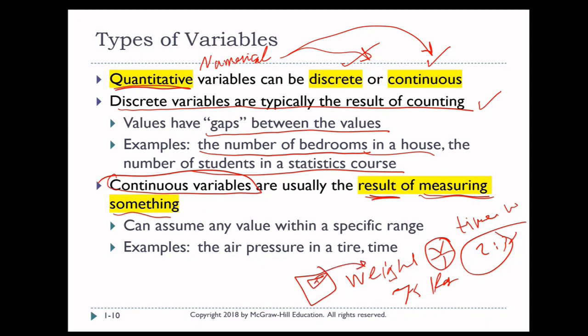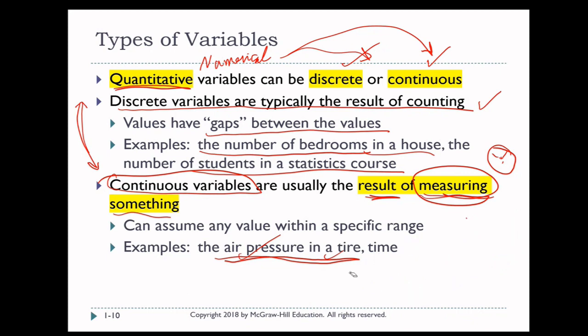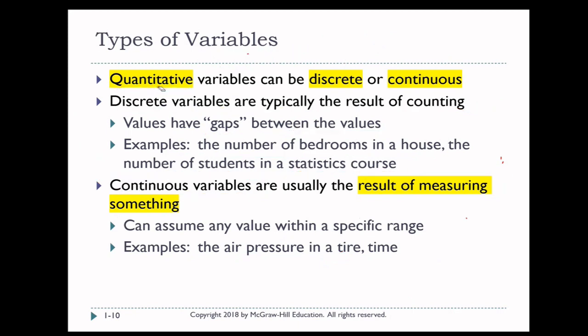The height: if you want to know the height, you need to use a meter to find how many centimeters. All using measuring devices, like the air pressure in a tire. You don't know it unless you use a device. Also the time, to know the time you need a clock. This is called a continuous variable. I need to know the difference between discrete and continuous because I need it in analysis. We'll see at the end of this course that we need to distinguish between discrete and continuous variables, sometimes called random variables.